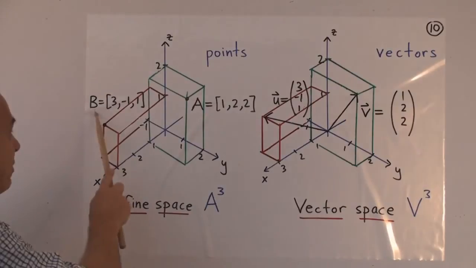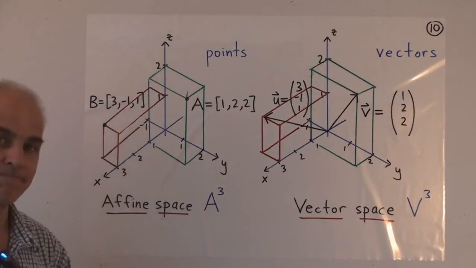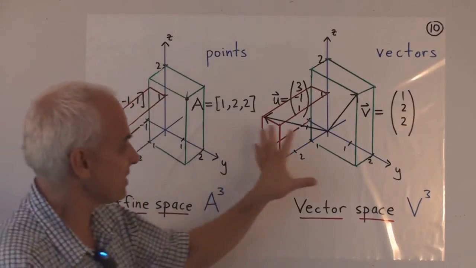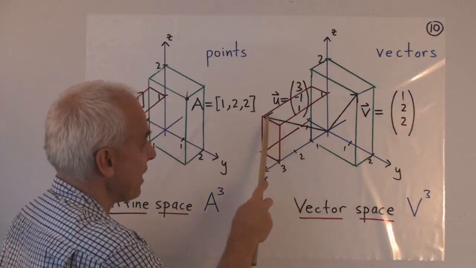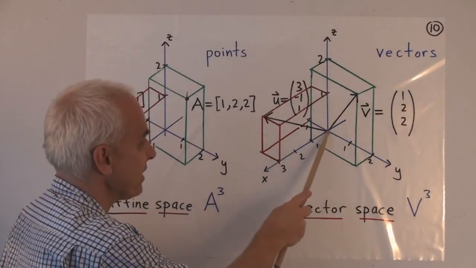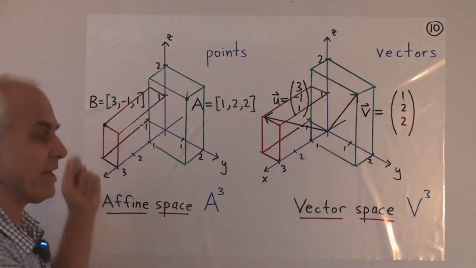Another example, here's the point B over here, whose coordinates are 3, minus 1, 1. And over here, the same picture, different interpretation. There's the vector 3, minus 1, 1. It's now a directed line segment starting from the origin and ending at this point.